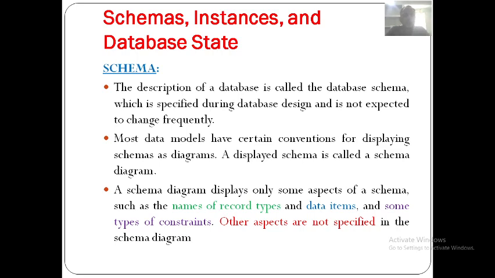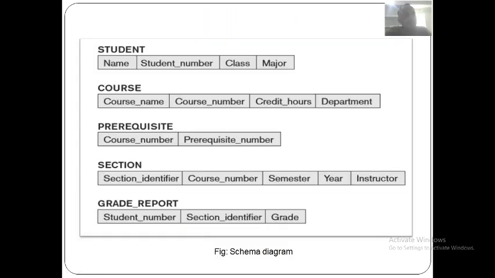For example, the description is different and the actual database is different. Now let me show you an example. Here the student table is there, the course table, the prerequisite table, the section table, and the grade report table. These are the schema diagrams of student and courses.